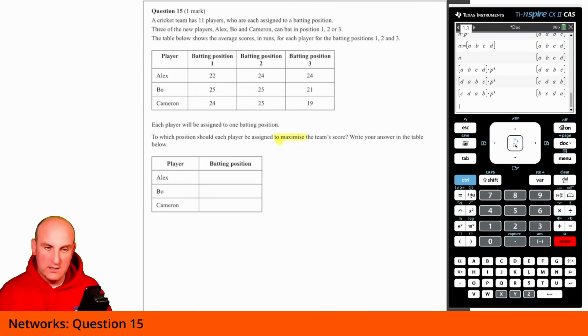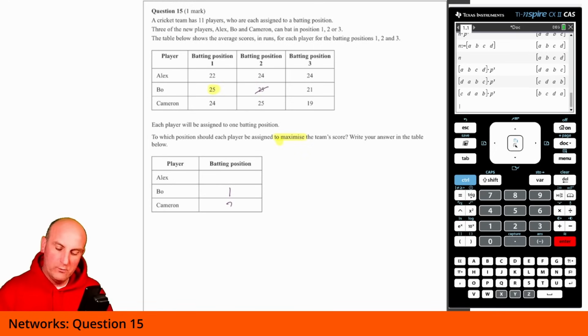Why? Because if we look at bat in position 1, who is it obvious that you're going to have? Well, you're going to have Bo in batting position number 1 because he scored the most runs in batting position 1. All right, well, Bo's now been taken. So who would you have in batting position 2?